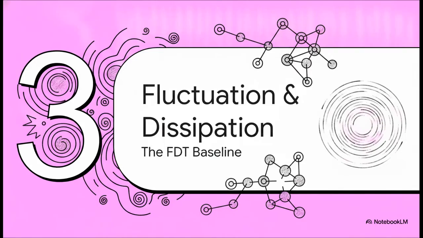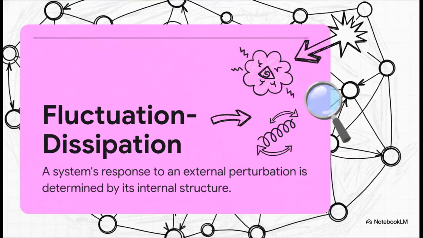Section 3, Fluctuation and Dissipation. Now, what's really interesting about this is that it forms the absolute academic baseline for our entire investigation today. We're talking about the Fluctuation-Dissipation theorem, or FDT for short. It's a foundational theorem in statistical physics. FDT proves that a system's response to an external perturbation is entirely determined by its own internal structure. To put it simply, a system's temper and its macro response are determined by its own baseline state, not by the outside force that pushed it.